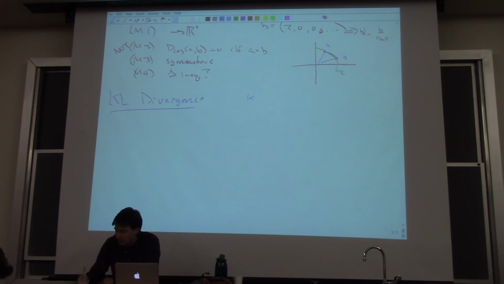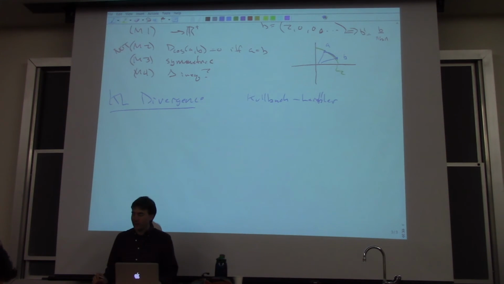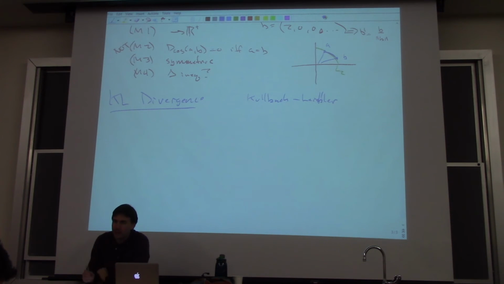KL stands for the Kullback-Leibler divergence. There's other things. I won't list them out, but they will have similar properties to KL divergences, and this one also is not going to be a metric. You're going to apply these to probability distributions.